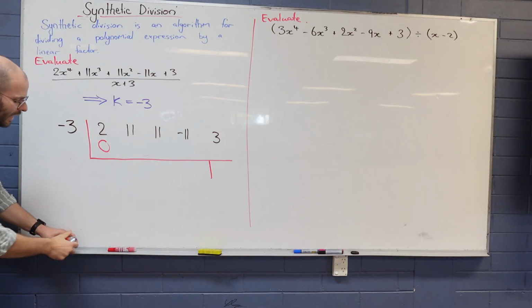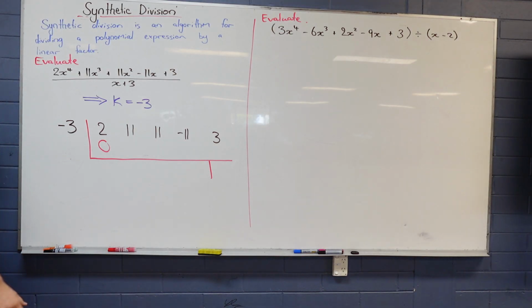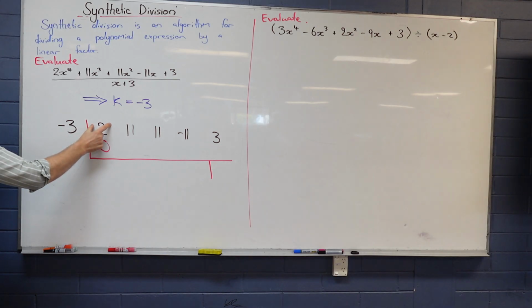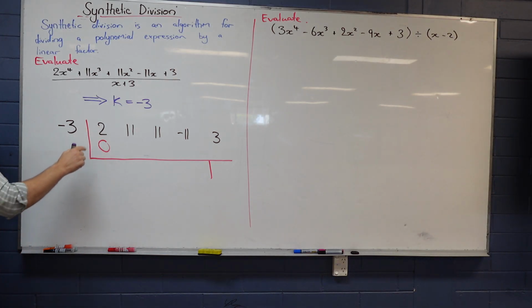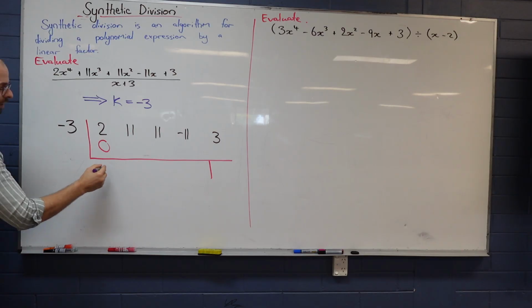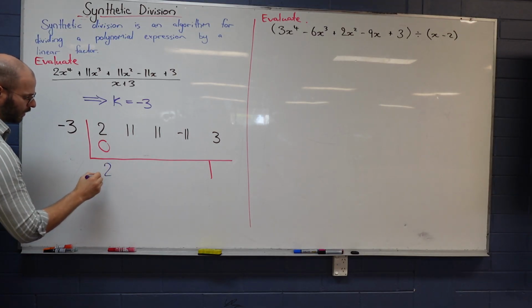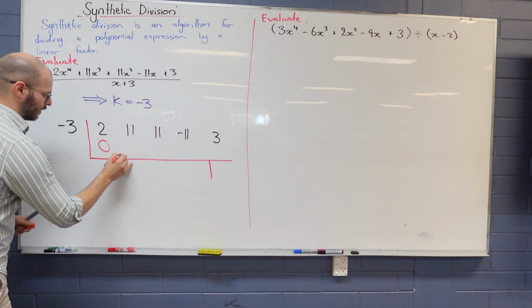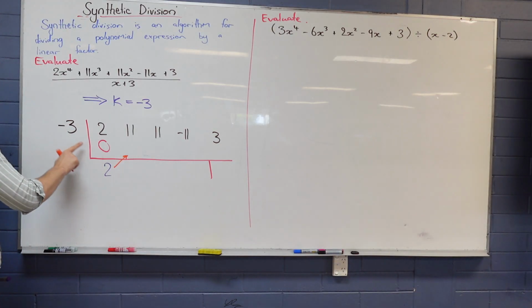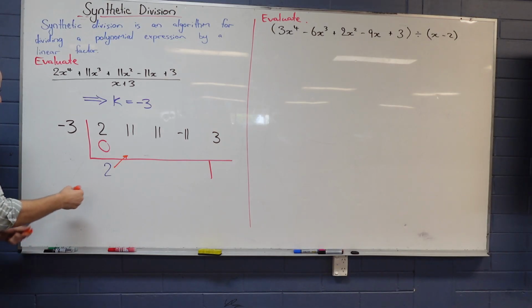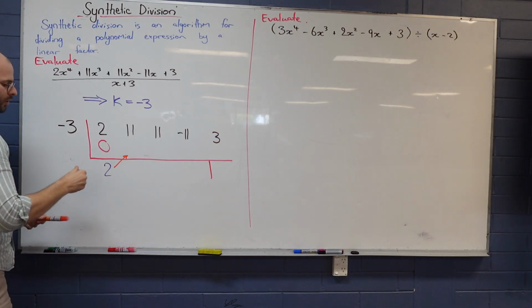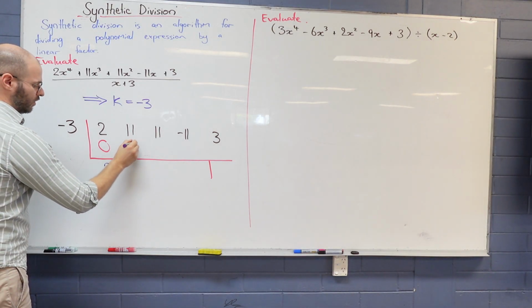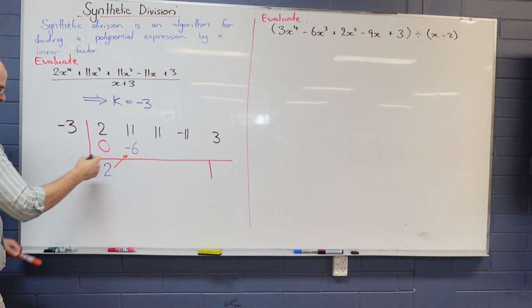Alright, let's jump into the algorithm. We're all set up. The way the algorithm works is I sum down the columns. So looking at the first one, I have a 2 plus 0. I'll sum that to give me 2. Next, what I'm going to do is I'm going to multiply diagonally. So I've got minus 3 times 2. Minus 3 times 2 is negative 6. So I'll put my negative 6 here.